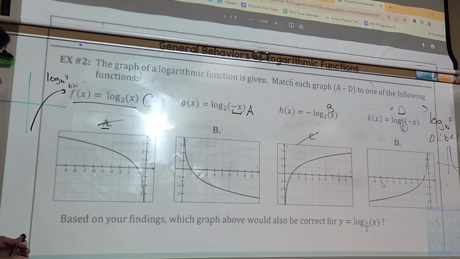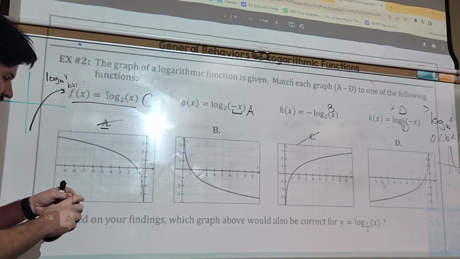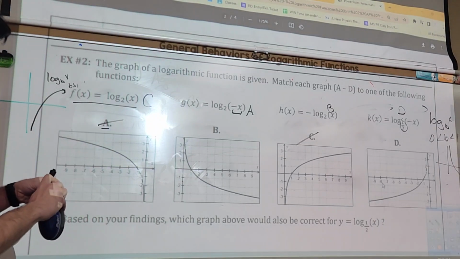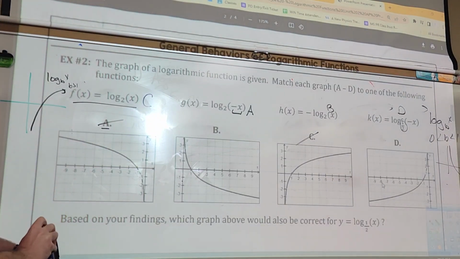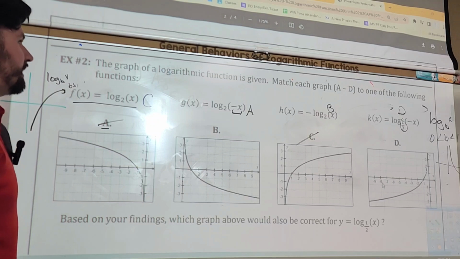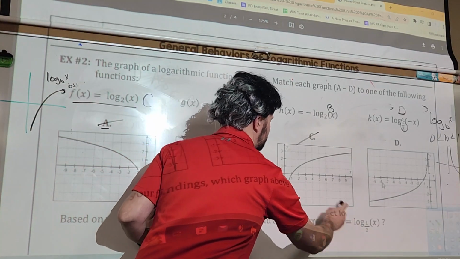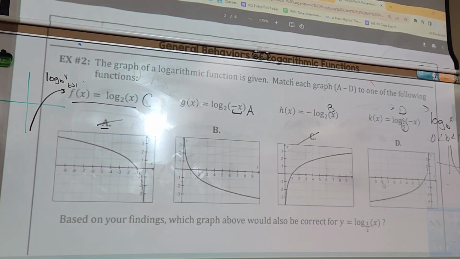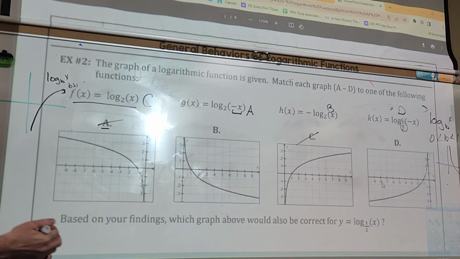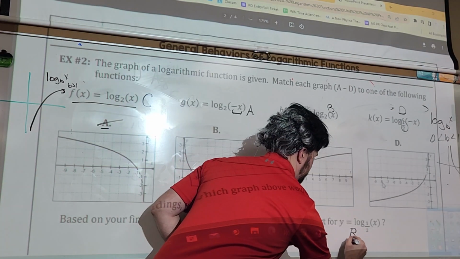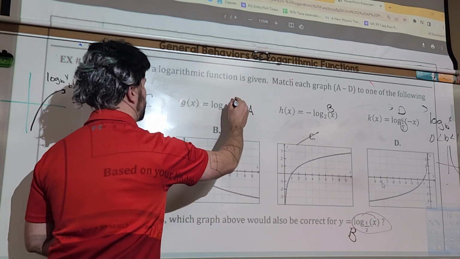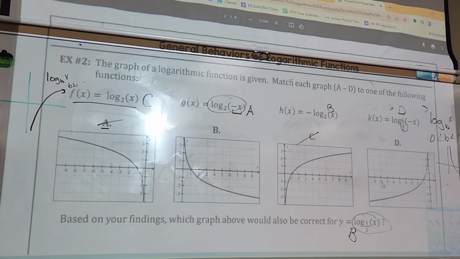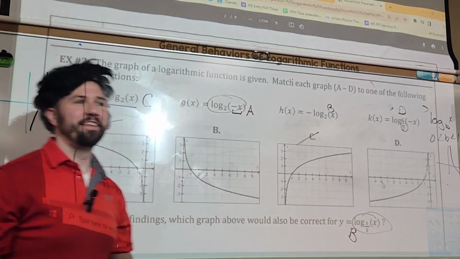That's not so bad, right? Just memorize this. Based on your findings, which one of these three could also be log of 1/2 of x? B. These two equations are actually the same thing, because think about your negative powers. You flip it, right? These are the same graph.